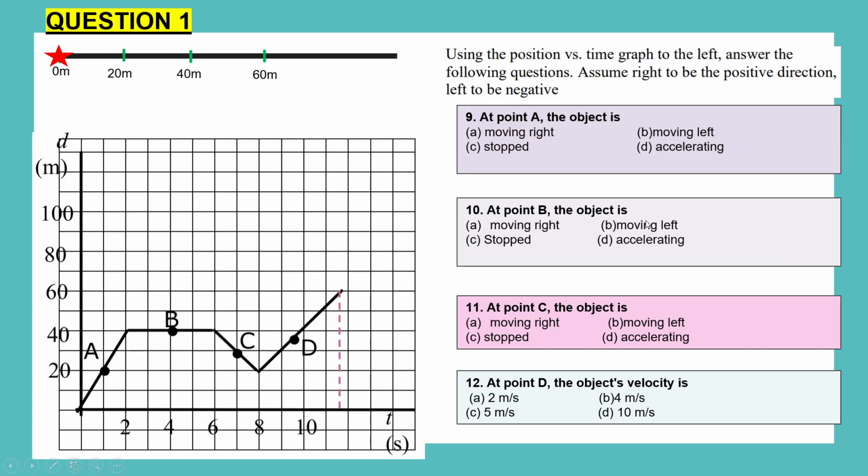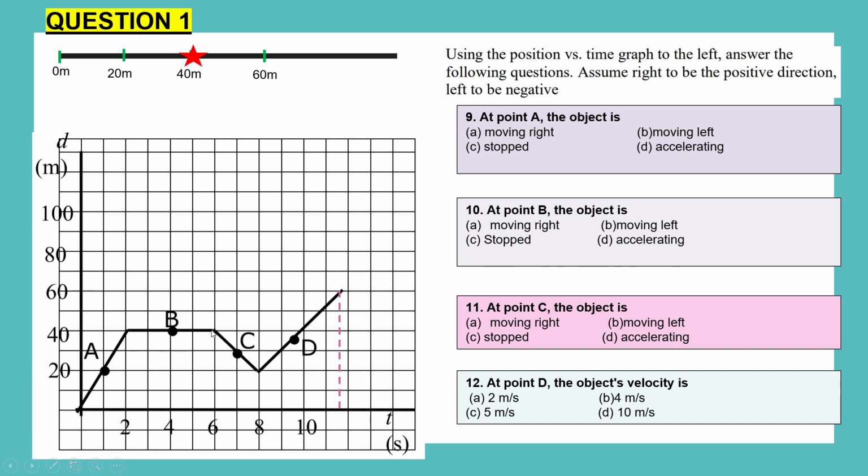Okay. Okay, so now look at to this question. Question number 1. Look at here. At 0 second, the position of the object is at 0 meter. Okay, and then the object will move to 40 meter in 2 second. Dalam masa 2 saat, dia dah sampai 40 meter. Okay, so it's moving. Alright, so when at 40 meter, okay, what happened to the object?